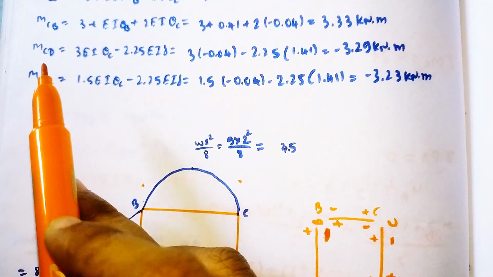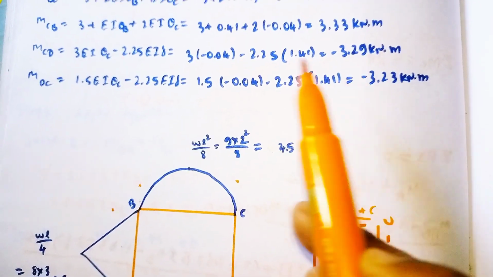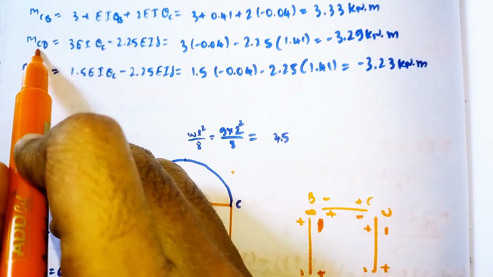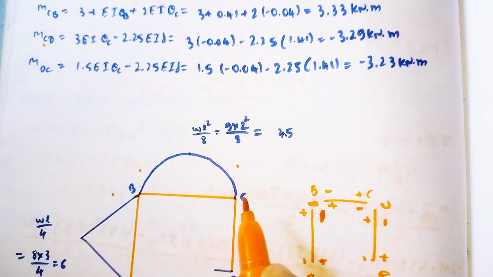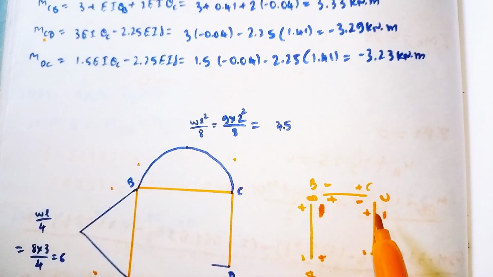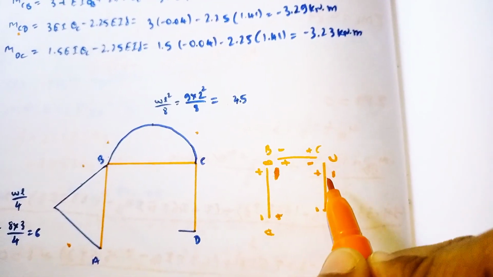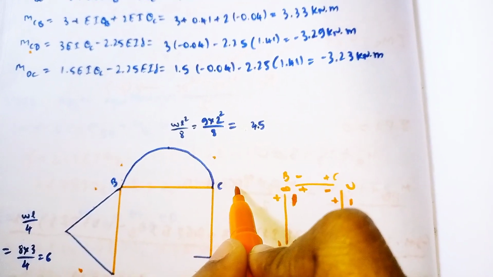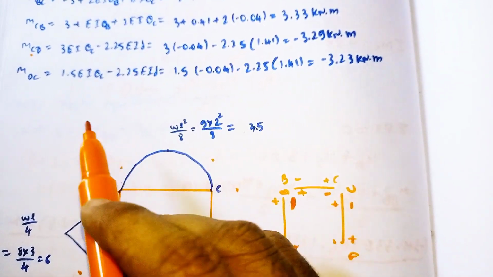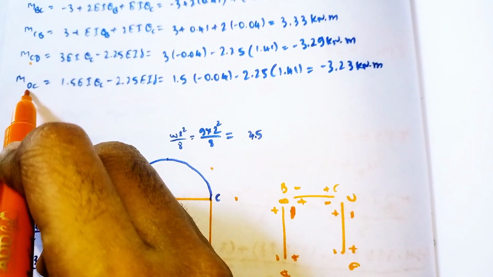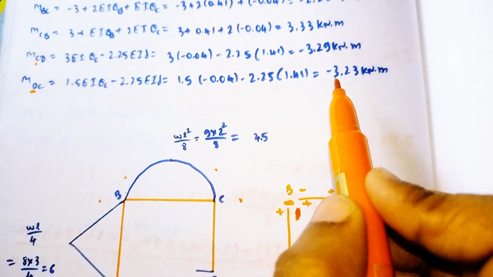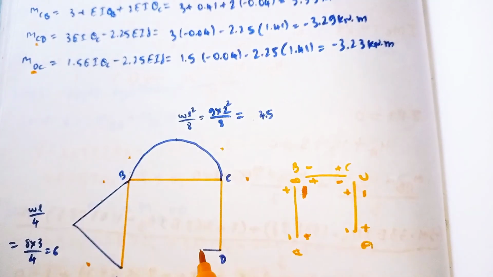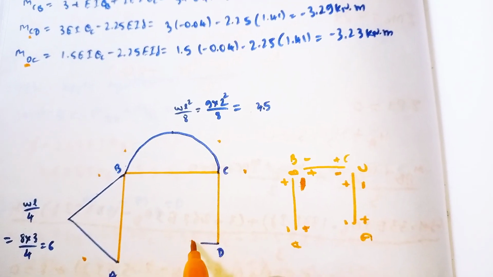And our MCD value, first point is C, minus 3.29 at point C. At point C a negative value is coming, so it comes below the neutral axis, means minus 3.29 comes here. And for MDC, here first point is D. At point D a negative value is coming above the neutral axis here, so minus 3.23 comes here.